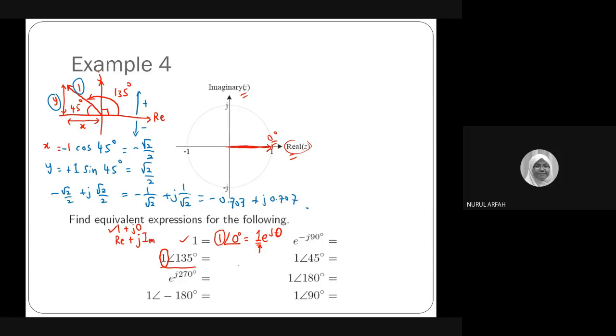Okay, what about exponential? Exponential, j with what? How do we write this? What is in front and what is at the back here?